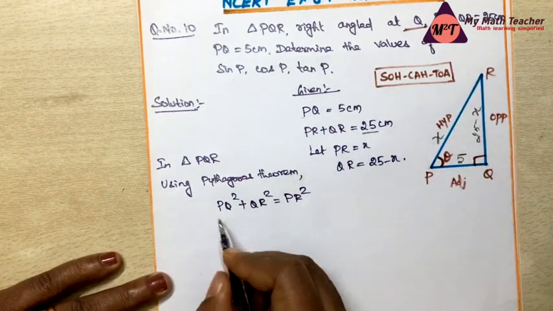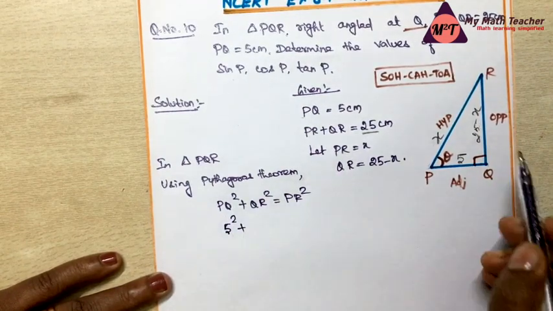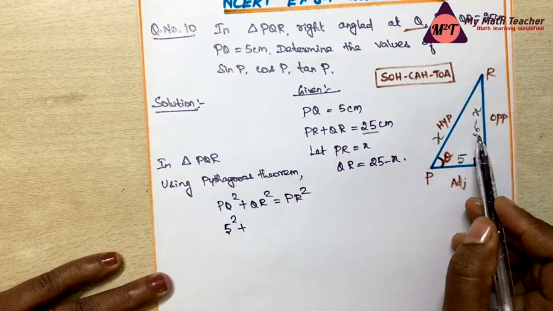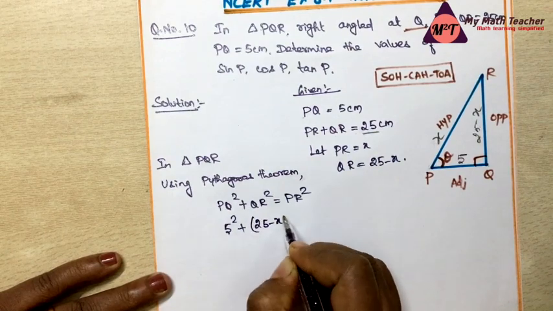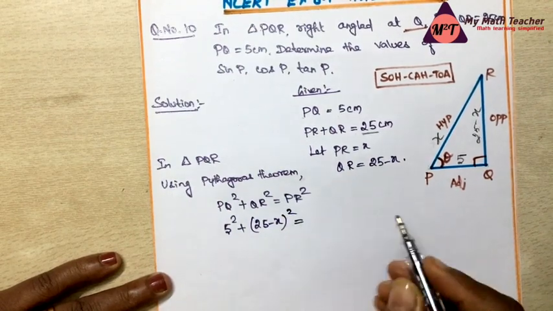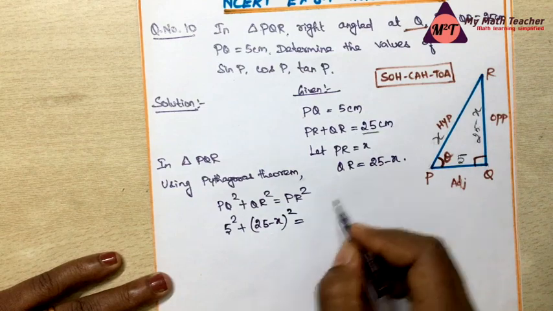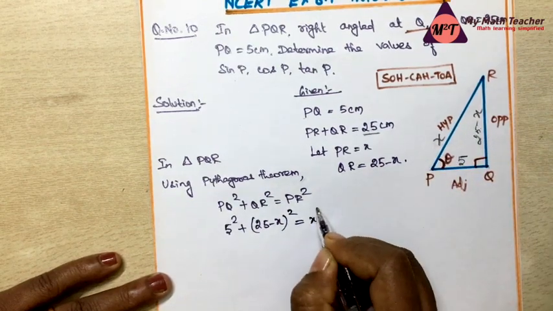Okay. Now what is PQ? PQ is 5, square, plus QR is 25 minus X, 25 minus X square, which is the whole square. That is equal to PR square. That is X here, X square.